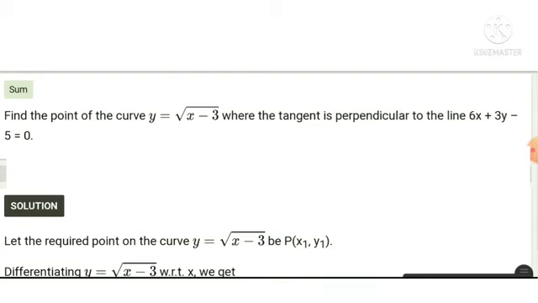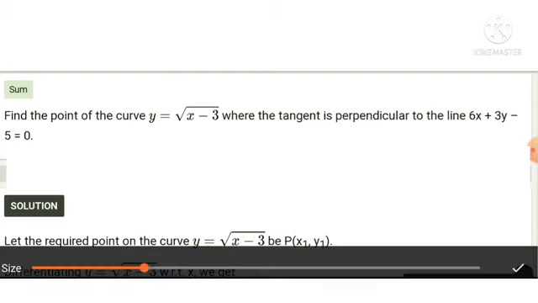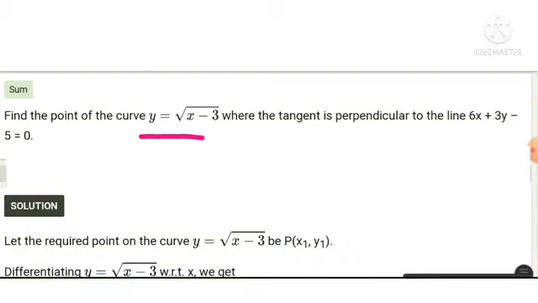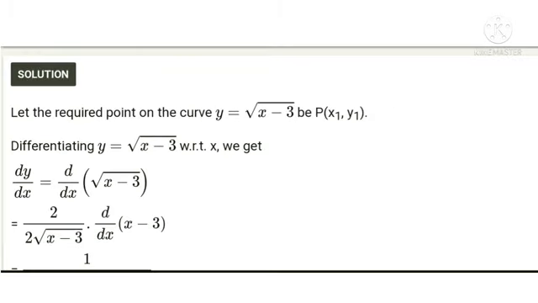Find the point on the curve. Which is the curve given here? The curve given is y is equal to root x minus 3, where the tangent is perpendicular to the line 6x plus 3y minus 5 is equal to 0. So we start the solution. See, given curve you write first. The required point on the curve y is equal to root x minus 3 is, suppose, P(x1, y1).